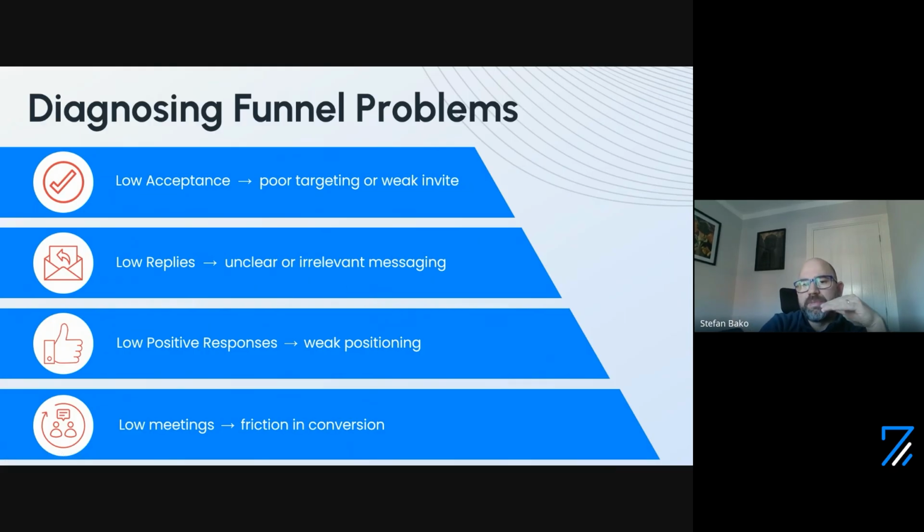When you see performance drop, you don't panic, you diagnose. If acceptance is low, you don't rewrite your message, you fix your audience, you think about your audience. If replies are low, you don't change the targeting, you fix your messaging.